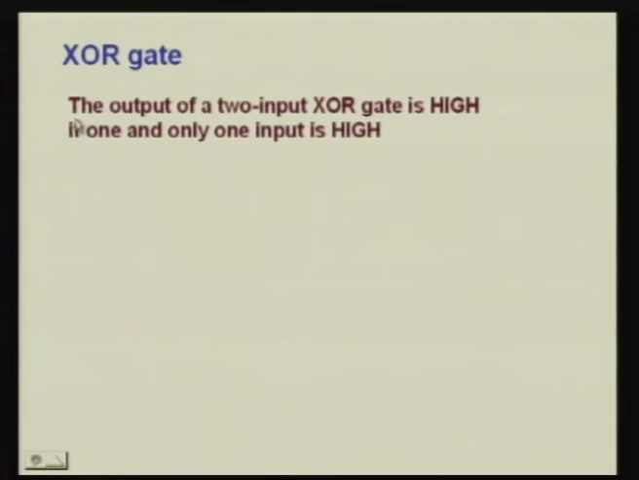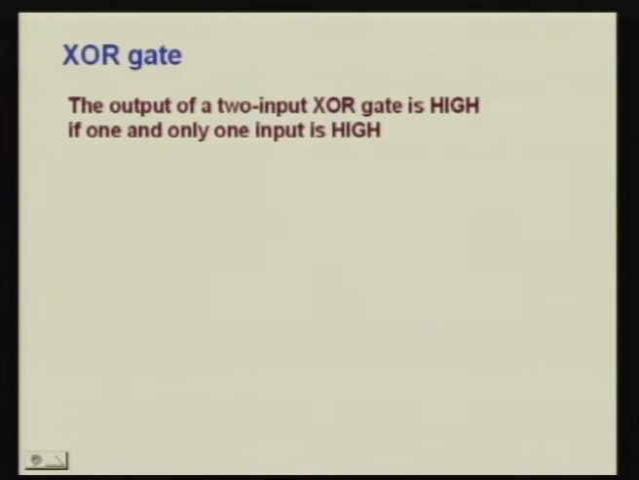Now we will study the XOR gate, which we have already mentioned, that is the exclusive OR gate. What is the exclusive OR gate? What is the importance of this XOR gate? We will see now. We can define the exclusive OR gate as: the output of a 2-input XOR gate is high if one and only one input is high. It is very important to note that one and only one means if we have 2 inputs and one is high and one is low, or first is low, second is high, then only the output will be high.